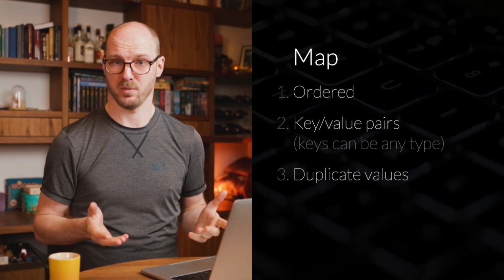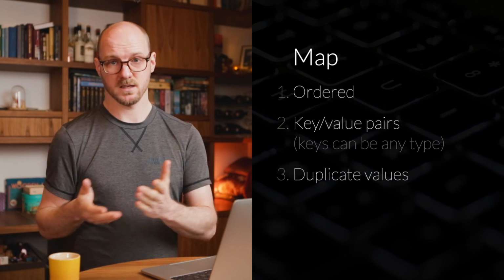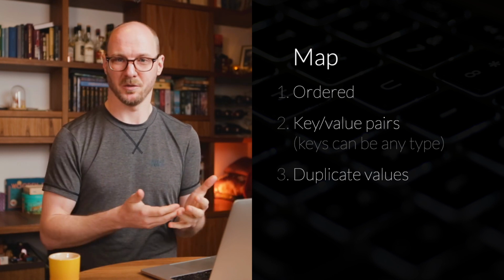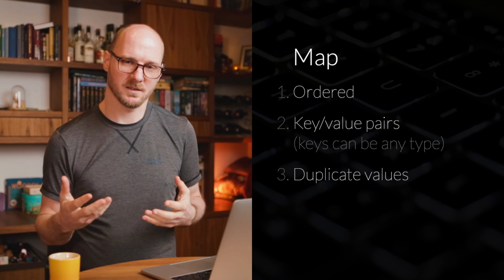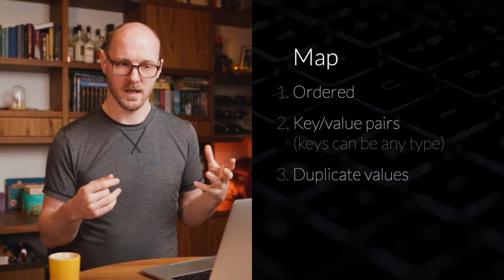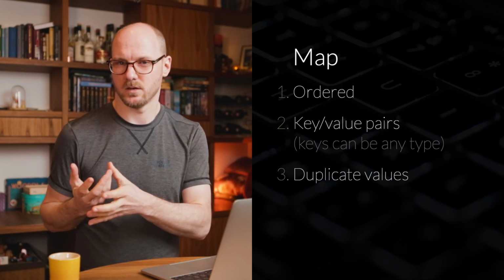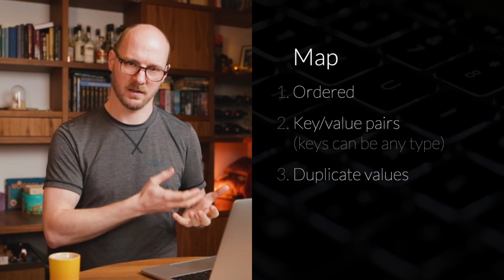Next, let's look at map. Map is ordered and key value pairs. So it's somewhere in the middle between an array and an object. An object has key value pairs and an array is ordered, but an object is not ordered. And an array does not have key value pairs.